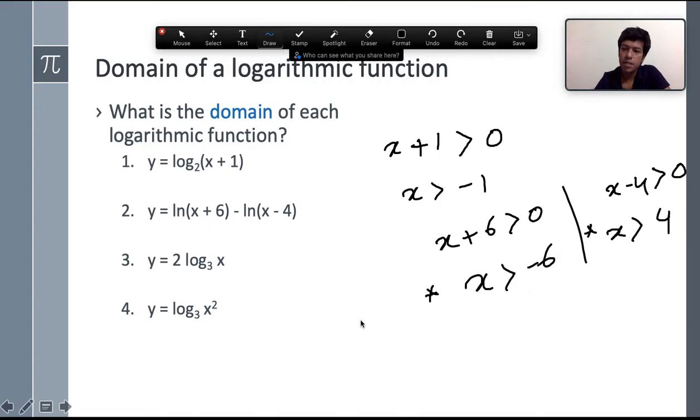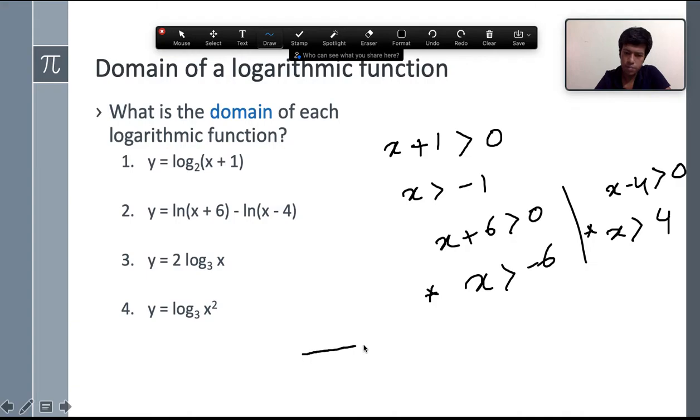Actually, I can show you, this is a little bit lengthy, but let me show you the lengthy process. In fact, the answer will be x is greater than 4, because if you consider x is greater than 4, then this is also included there.